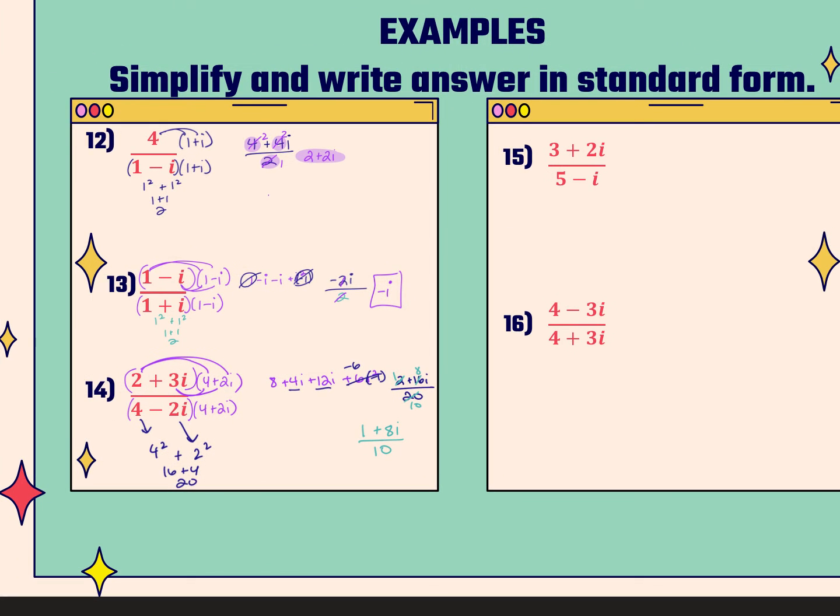Now we're going to save numbers 15 and 16 for the start of class tomorrow so we can review it, so you can hold off on those.